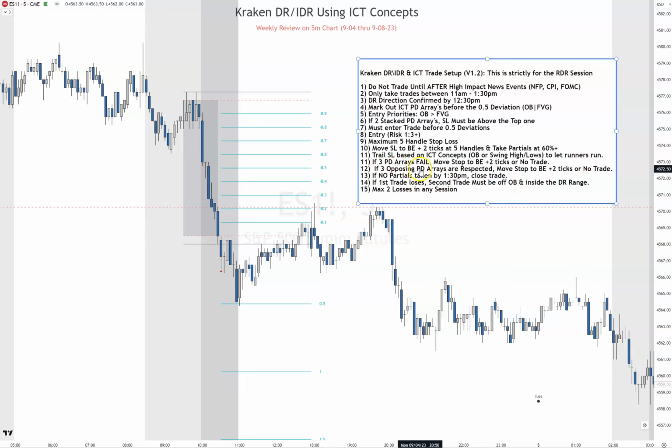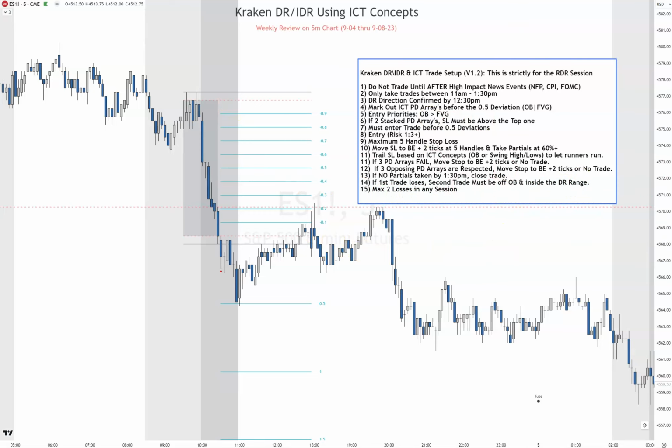If 3 PD arrays fail, move stop to break even plus 2 ticks or no trade. If 3 opposing PD arrays are respected, move stop to break even plus 2 ticks or no trade. If no partials are taken by 1:30 p.m., close the trade. If the first trade loses, the second trade must be off an order block and inside the DR range. Max 2 losses in any session. Okay, those are the rules for this week.